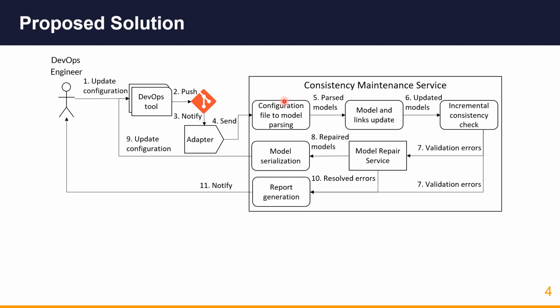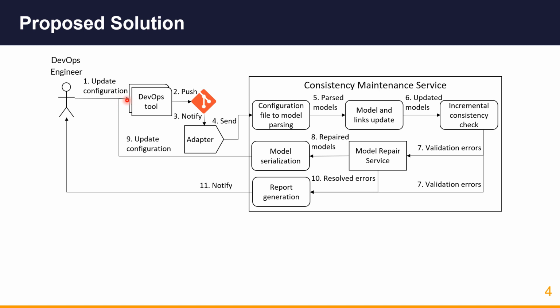And it is the first step of the continuous maintenance service. The configuration files are parsed to models for easier handling. After that, the parsed models are continuously updating the changes. As soon as we get the updates, we do an incremental consistency check to see what changed in the configuration files. And if we detect validation errors, then a model repair service is trying to automatically repair these inconsistencies.